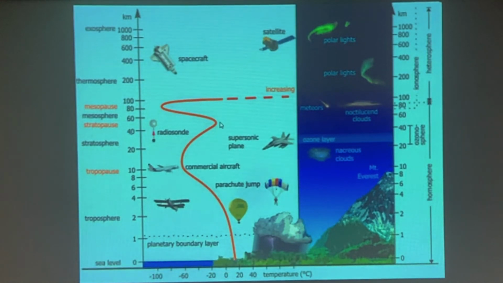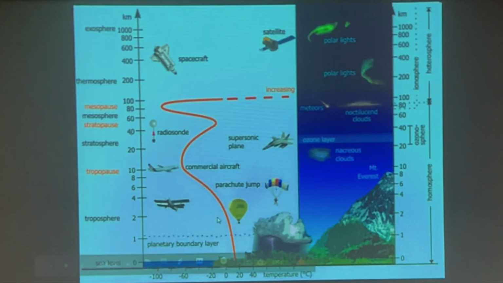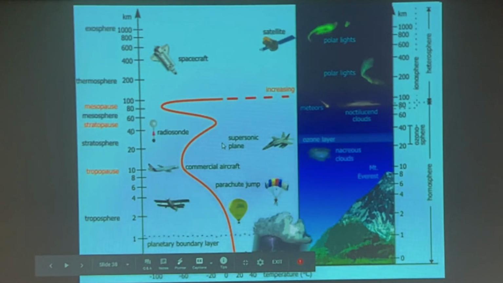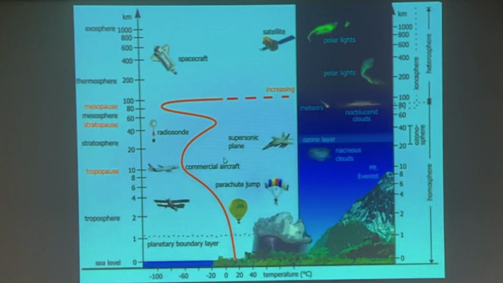Now, if you see here, going this way, it gets colder, colder, colder. See at the bottom, it gets colder, colder, colder. Going from 0, this thing comes up, going this way to minus 100 degrees. Then from 0, going this way, it increases, it gets hotter.